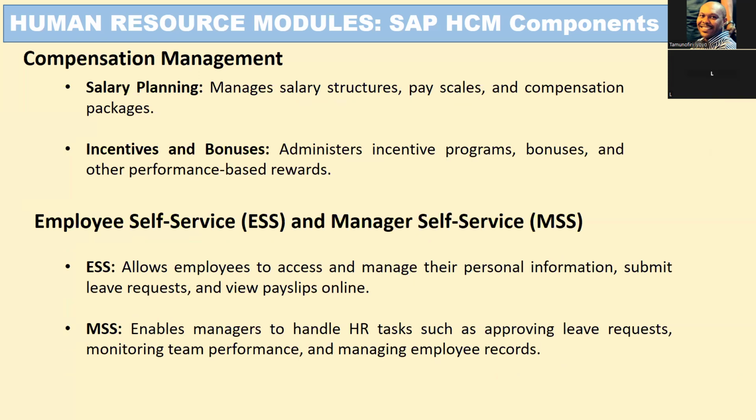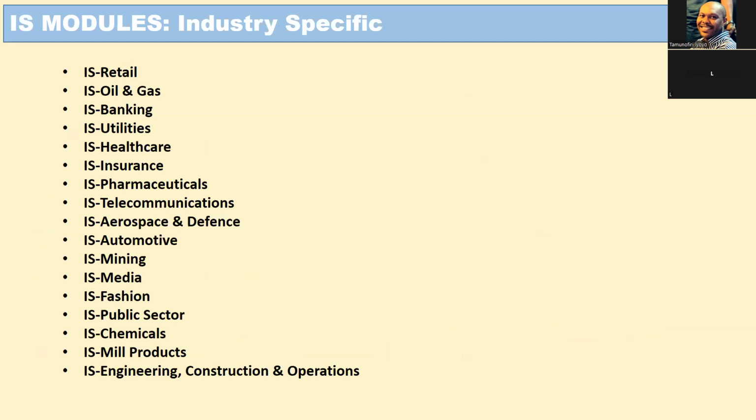There is what we call the ESS MSS. What does the ESS MSS entail? Employee self-service allows employees to access and manage their personal information, submit leave requests, view pay slips online, and the likes. Now, then the MSS is where managers can handle HR tasks such as approving leave requests, monitoring team performance, managing employee records, and the likes.